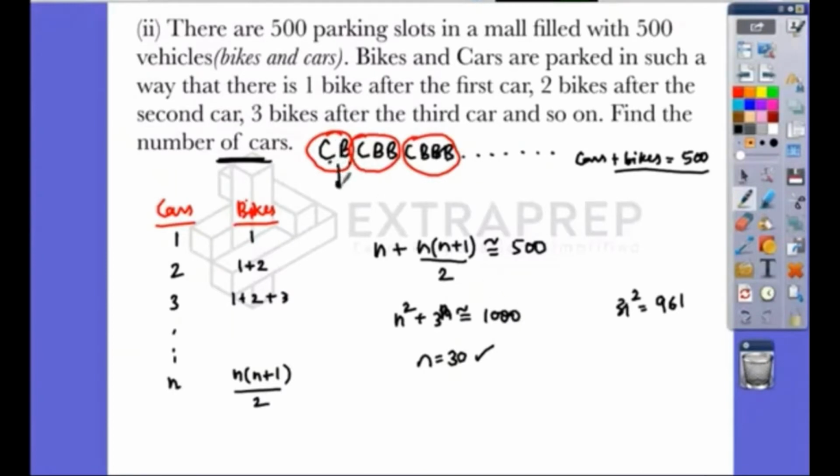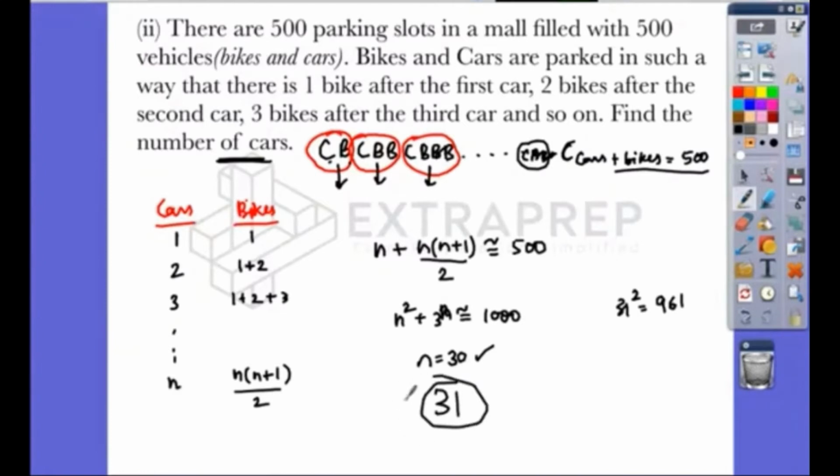So 1 car, 1 bike, 1 set. 1 car, 2 bikes, 1 set. 1 car, 3 bikes, 1 set. And so on. 30 sets are completed. And then comes what? A car and 30 bikes are there. And then what comes next? Another car comes. So your answer is 31.